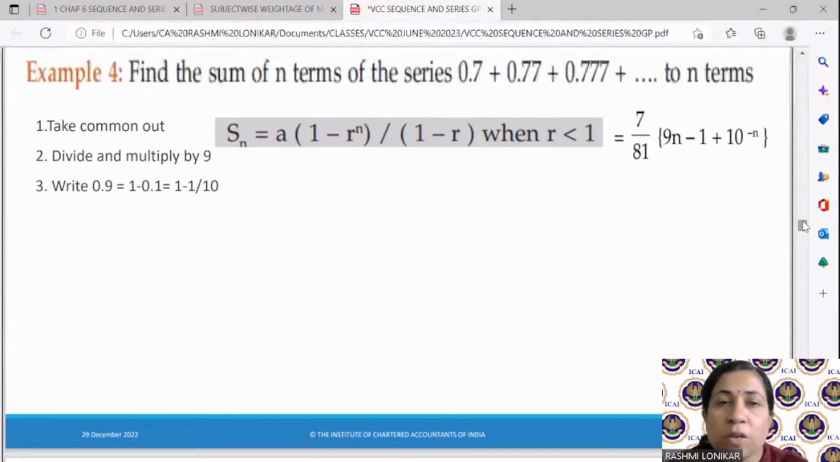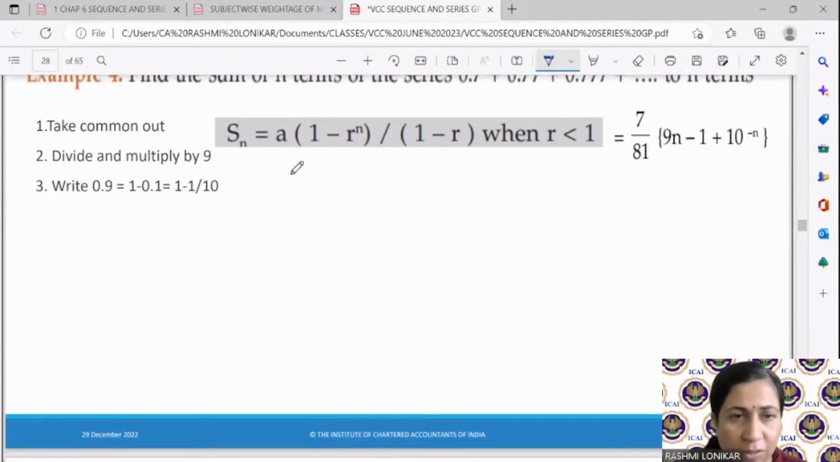Okay, so now let us go to the next sum. So similarly what we have done, we are going to do here. But now the difference is, instead of 9 written as 10 minus 1, I'm going to write 0.9 as 1 minus 0.1. Instead of writing 9 as 10 minus 1, now I have the sum in decimals. So I'm going to write 0.9 as 1 minus 0.1. Is that clear? So let us do this.